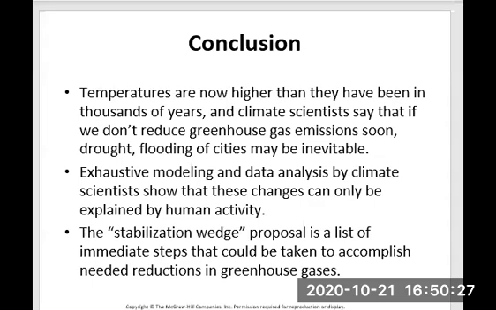Concluding today's chapter, we have talked about how temperatures are now higher than they have been in thousands of years. Climate scientists say if we do not reduce greenhouse gas emissions soon, drought and flooding may be inevitable. Exhaustive modeling and data analysis by climate scientists show that these changes can only be explained by human activity. We talked about the stabilization wedge proposal, which is a list of immediate steps that could be taken to accomplish needed reductions in greenhouse gas emissions.